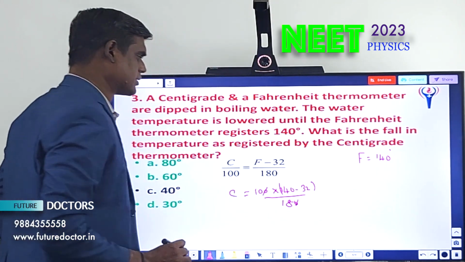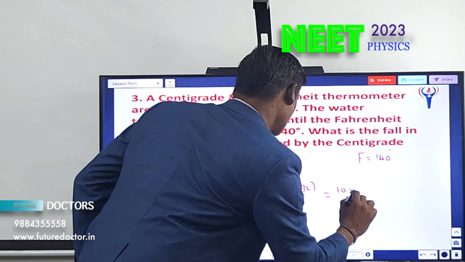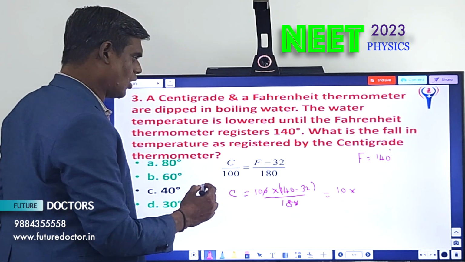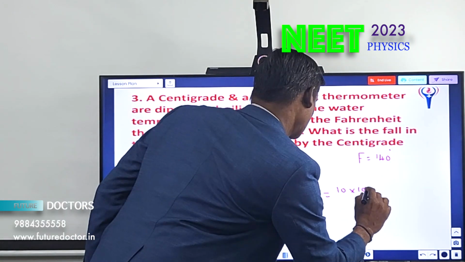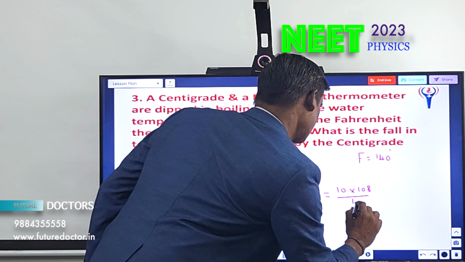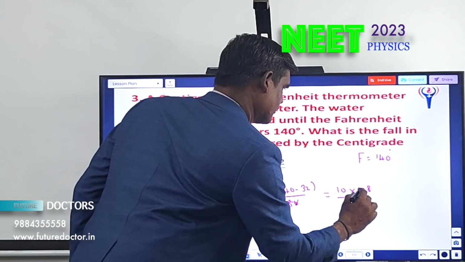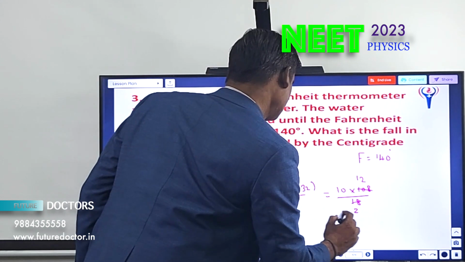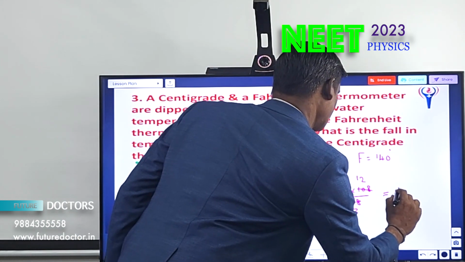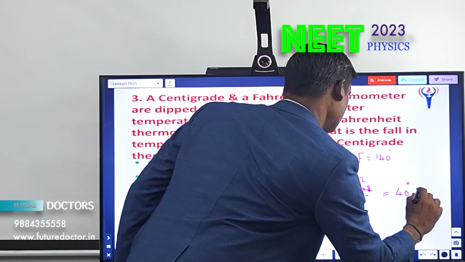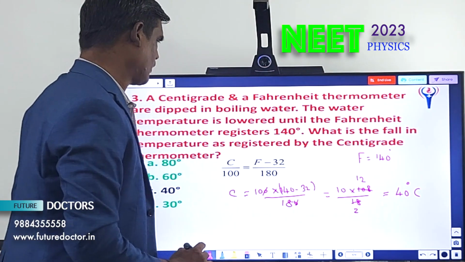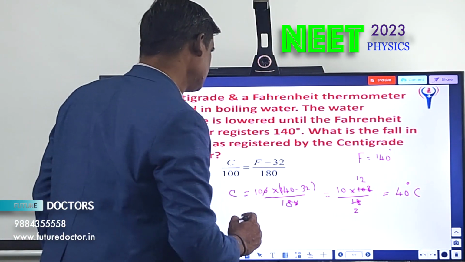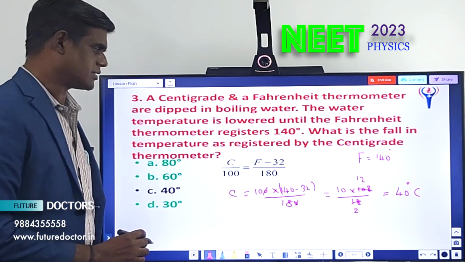The zero cancels. Then 10 into 140 minus 32, how much? 108, no? 108 by 18. On simplifying, we get 40 degrees Celsius. That is option C. Option C is the answer.